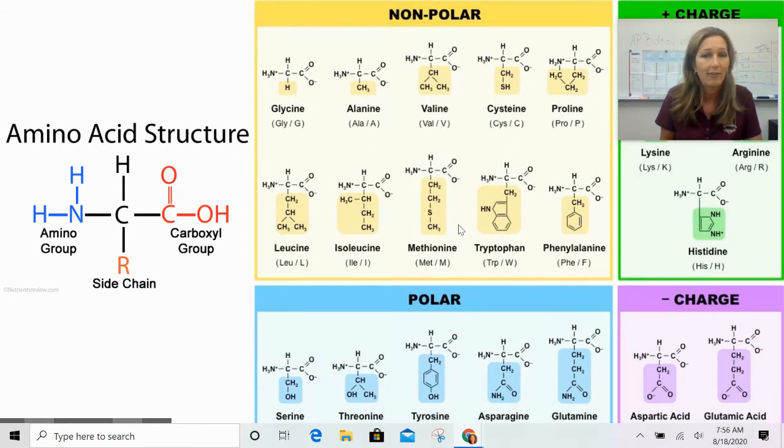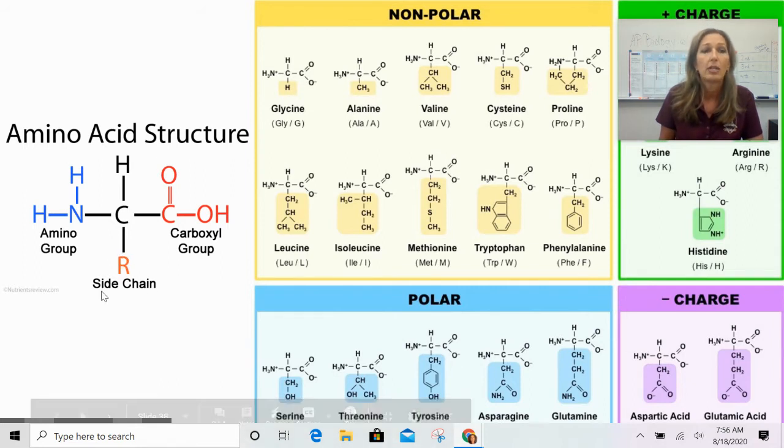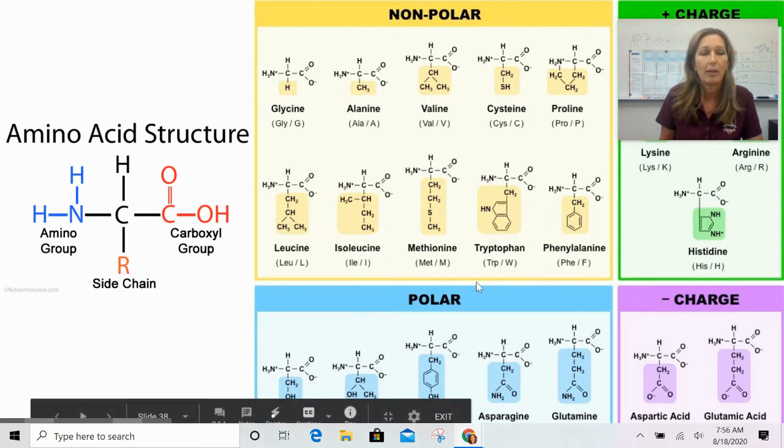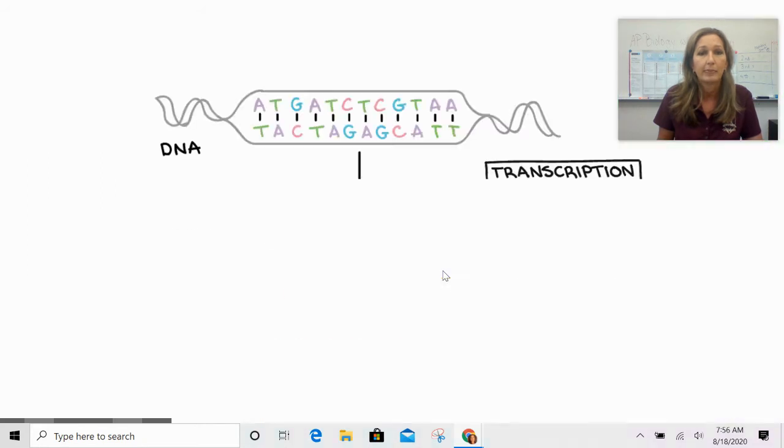Now, you do not have to ever memorize in AP biology which side chains are nonpolar, which are polar, which ones have a negative charge, which ones have a positive charge. That is beyond what College Board ever wants you to know. They do need you to know basic amino acid structure, and there's 20 amino acids, and these side chains vary in their chemical properties. That's it. So kind of leave it at that.